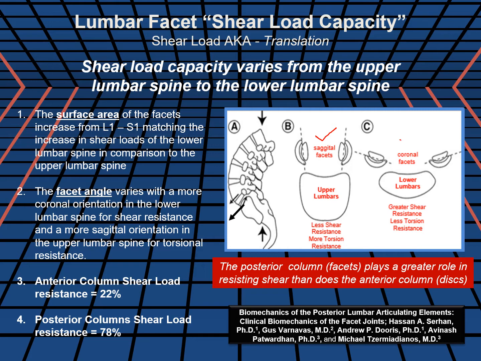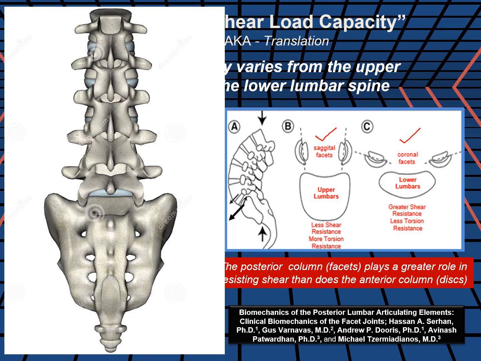In the lower lumbars, the facets are mostly coronal. This affords great shear resistance, but the trade-off is that they do not resist torsion very well, and so you're more prone to a torsion-based injury in the lower lumbar spine if there are coronal facets than you would be if there are sagittal facets. So each set of facets has its advantages and disadvantages.